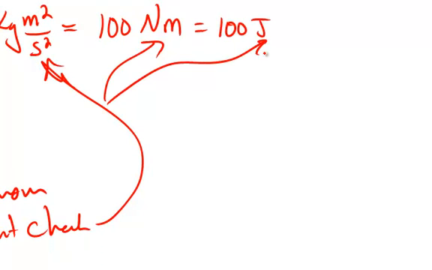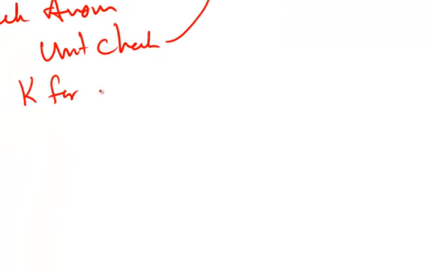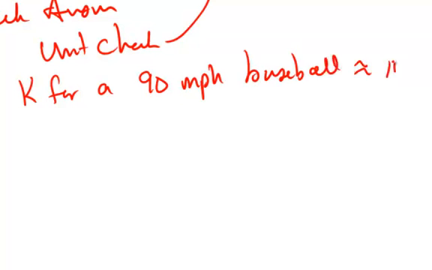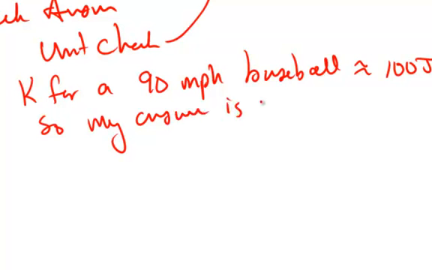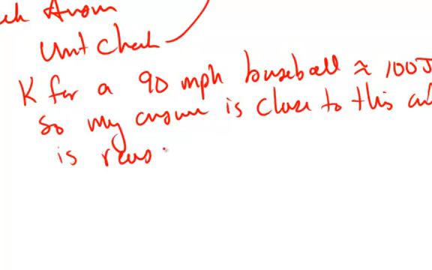Is this a reasonable answer? Well, if I take a look at the equation sheet, I see that K for a 90-mile-per-hour baseball is approximately 100 joules. So since this is a pretty hefty steel ball moving at 20 meters per second, this isn't an unreasonable answer. So my answer is close to this, equal to it, and is reasonable.